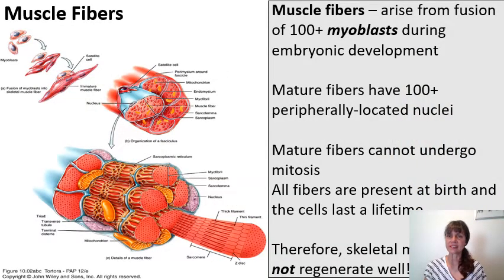As I mentioned previously, skeletal muscle fibers arise from the fusion of over 100 myoblasts during embryonic development. Therefore, mature skeletal muscle fibers will have over 100 peripherally located nuclei. The mature skeletal muscle fibers cannot undergo mitosis. All the fibers that you have are present at birth, and the cells last a lifetime. Therefore, skeletal muscle does not regenerate well.